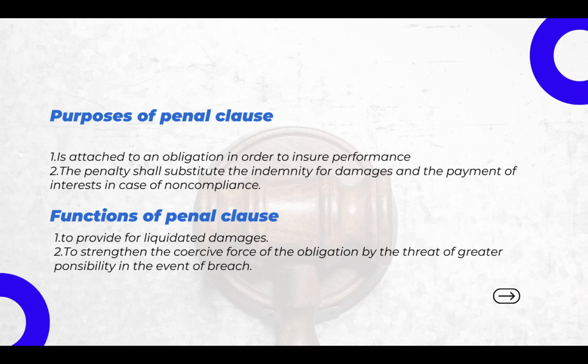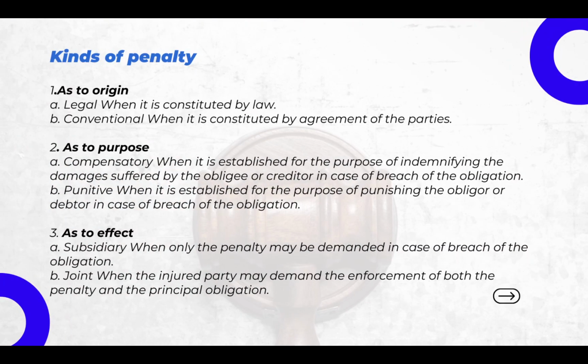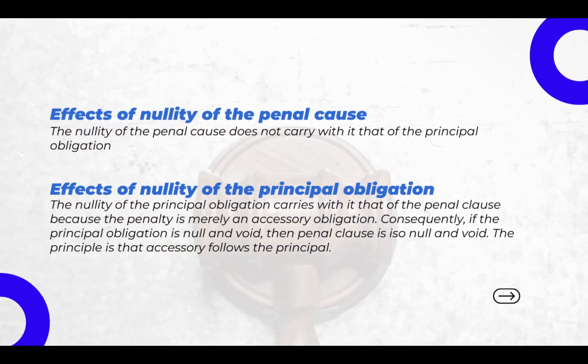And the second purpose is the penalty shall substitute. Gaya ng sabi ko nga, indemnity for damages. Okay? What else? Kinds of penalty. As to origin, it is legal when it's constituted by law. Pag sinabi mo legal, law yan. Pero pag conventional, agreement by parties. As to purpose, compensatory, para magbayad. Punitive, para punish ang obligor. As to effect, subsidiary, dinedemand mo kasi in case of breach. Pero joint, when the injured party may demand enforcement of both the penalty and the principal obligation. So, yun yung penal natin in nature.